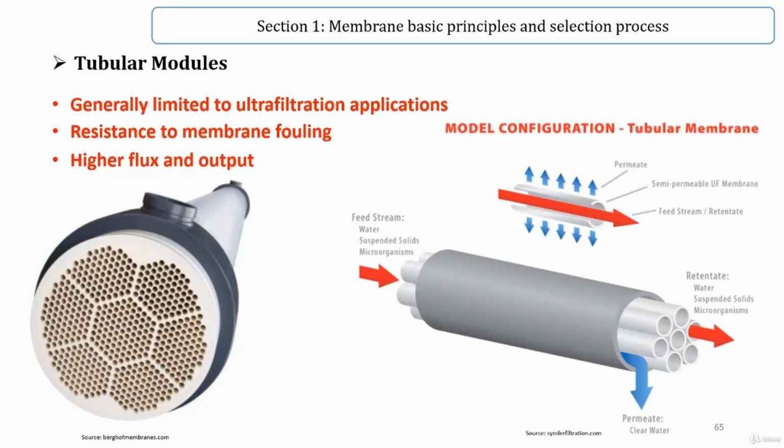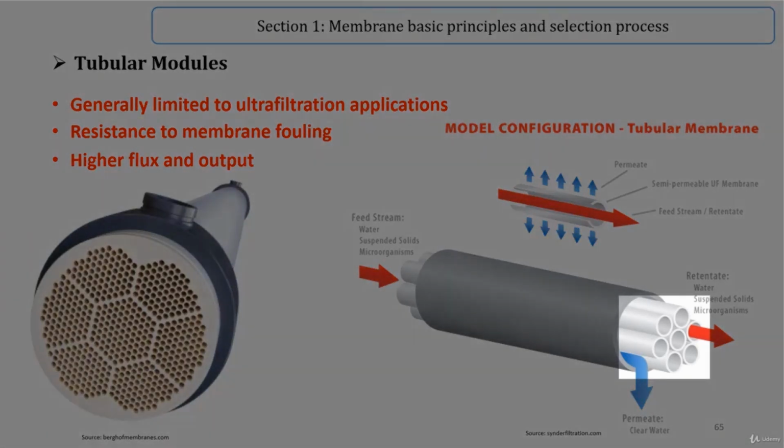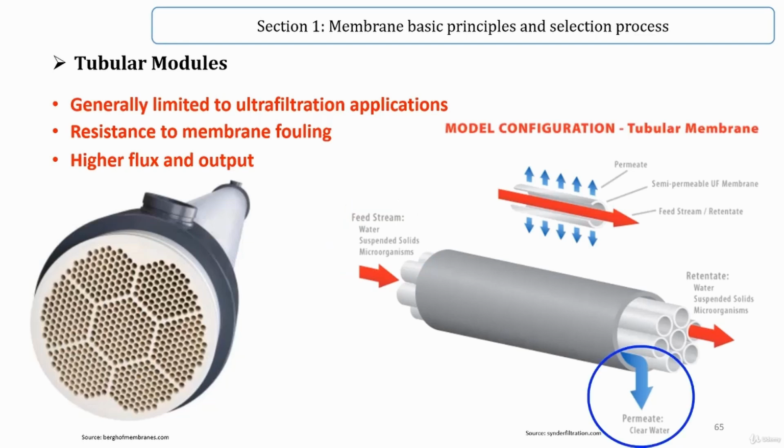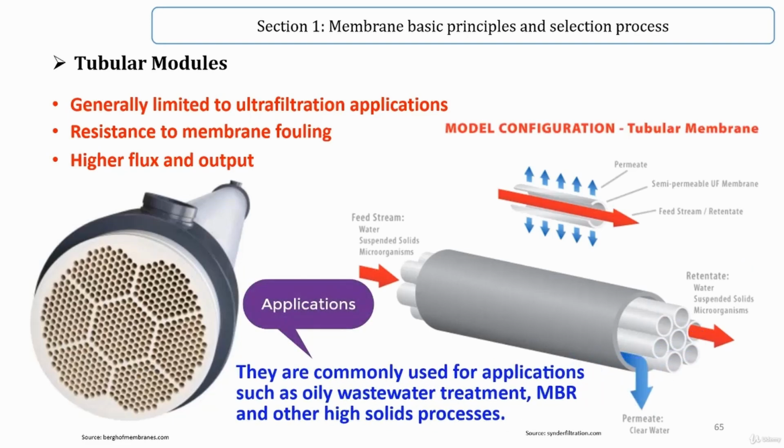How it works. Tubular modules consist of a minimum of two tubes, the inner tube called the membrane tube and the outer tube, which is the shell. The feed stream goes across the length of the membrane tube and is filtered out into the outer shell while concentrate collects at the opposite end of the membrane tube. They are commonly used for applications such as oily wastewater treatment, membrane bioreactor, and other high solids processes.